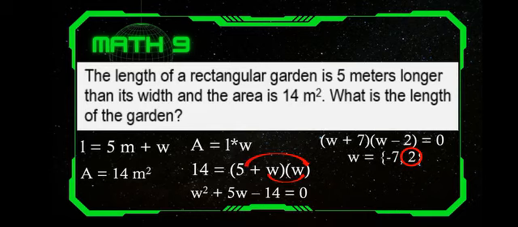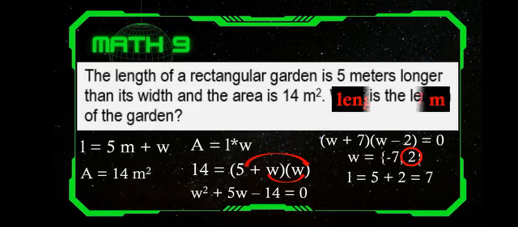Looking back to the question, what is the length of the garden? That is simply 5 plus the width, which is 2. That is 7, and 7 is the length of the garden.